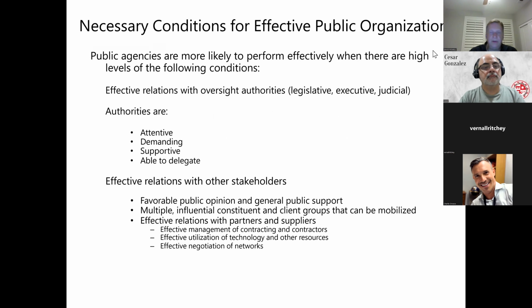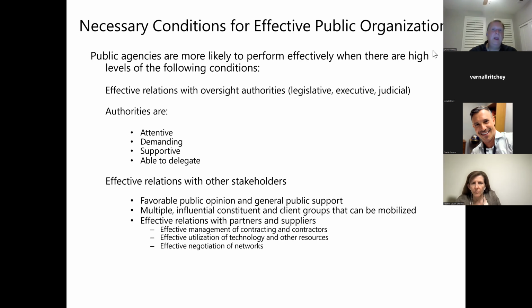Well, the literature tells us there are a lot of things that organizations need to be effective. One thing is that they have to have good relationships with their oversight authorities. They have to have good relationships with the legislature, the executive, and the judiciary. They need to have oversight authorities that are attentive to the needs of the organization, but yet demanding, because we need them to push our organizations to be more effective and to do a better job of accomplishing their goals.